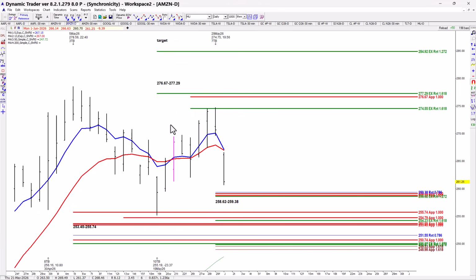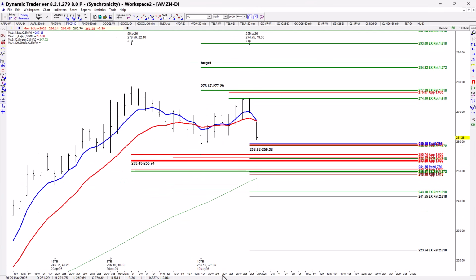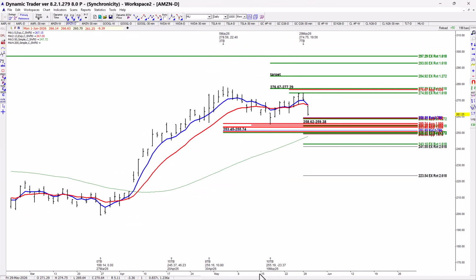Amazon, what there? It was looking good, but it's not looking so awesome at the moment. We do have price still. Where the heck is the 200?